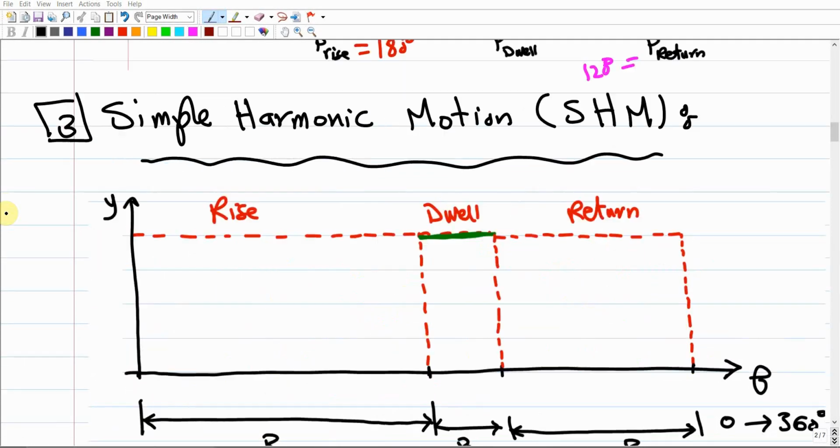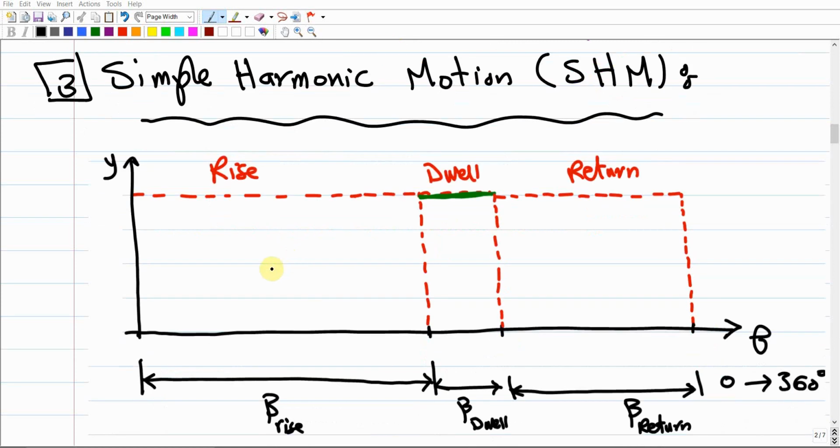So now let us move to the simple harmonic motion. This is the third type of motion that we discussed, and let us discuss how we can represent the simple harmonic motion of the follower during the rise and the return period. So again, it is going to be very similar to what we did with the parabolic motion, but with some little changes.